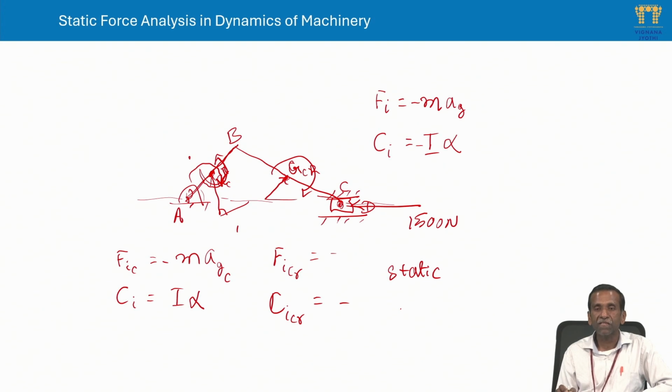The difference between these two: in static force analysis, we consider only applied forces. In dynamic force analysis, we need to estimate the inertia forces and inertia torques of each link at the mass center of that link. Of course, the masses of each link will be specified in the problem statement. This is about static and dynamic force analysis. Okay, let me stop here.